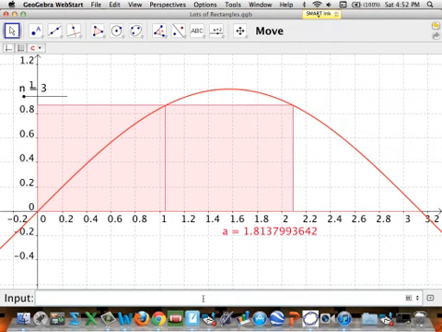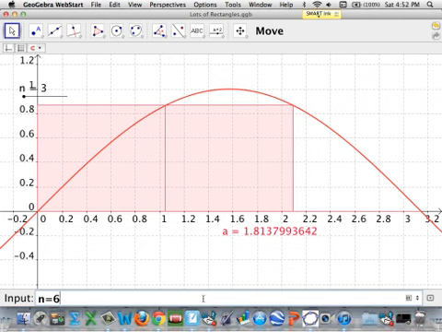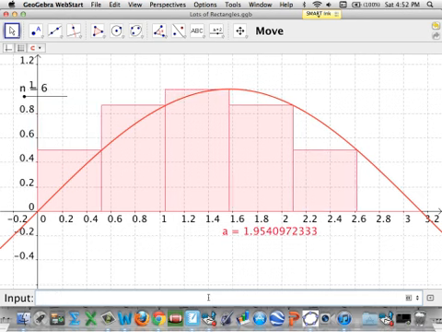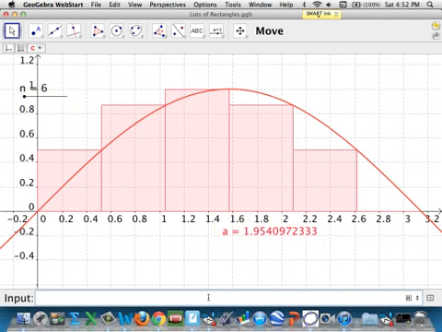Now, I can either type in different values of n to change the number of rectangles. So for example, n equals 6. And as I do that, you'll see this number A change. Okay, so there's 6 rectangles, really 5 because the sixth one has no height, so you don't see it drawn. And what I want to do now is increase the number of rectangles. And as I do that, pay attention to this number A down here at the bottom.